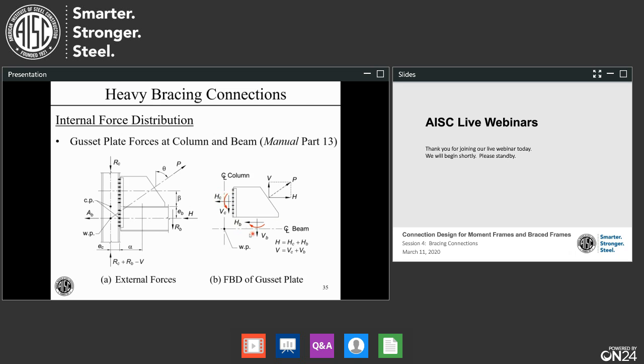Same thing at the beam side as well. We have a horizontal force, vertical force, and potentially a moment. And this must be completely in equilibrium. That's critical. We got to be thinking equilibrium as we're doing all these kinds of calculations.